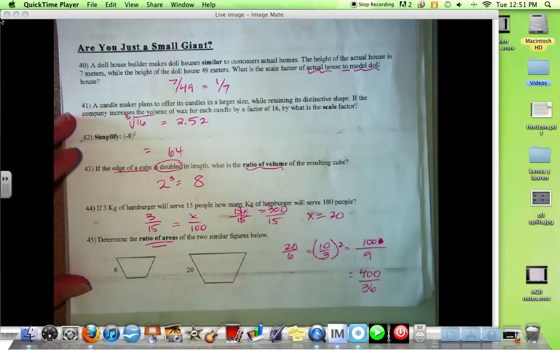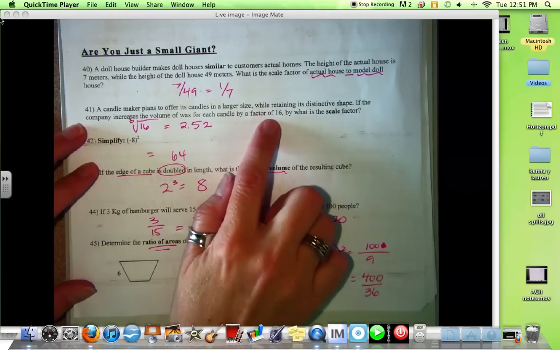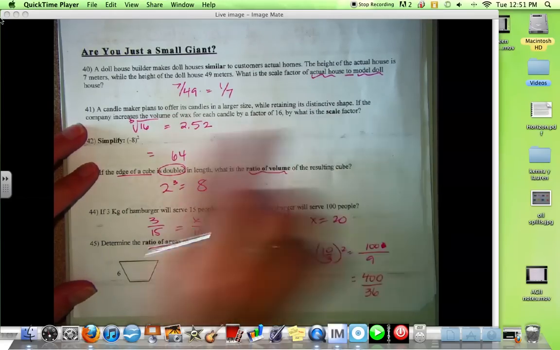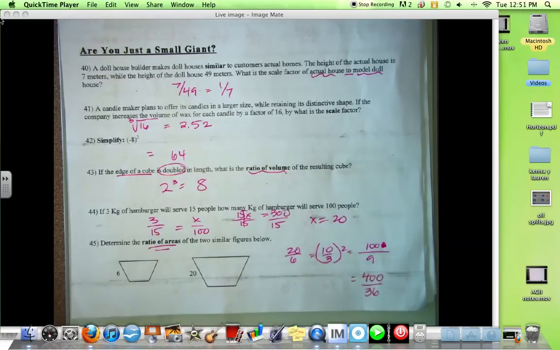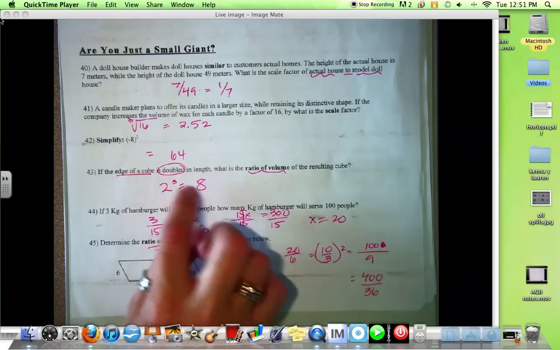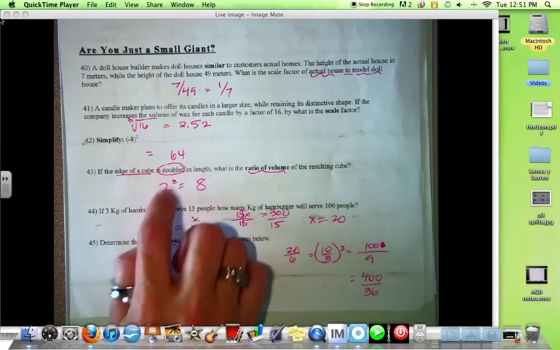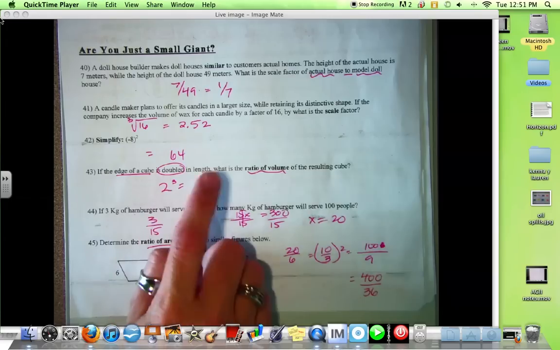If the company increases the volume of wax for each candle by a factor of 16, what is the scale factor? So volume is 16. You need the scale factor. So you're taking the cube root of 16, which is 2.52. If the edge of a cube is doubled in length, what is the ratio of volumes? So the edge of a cube is the same thing as a scale factor. If it's being doubled, it's represented by the number 2. Ratio of volumes means you're cubing it, so your answer is 8.